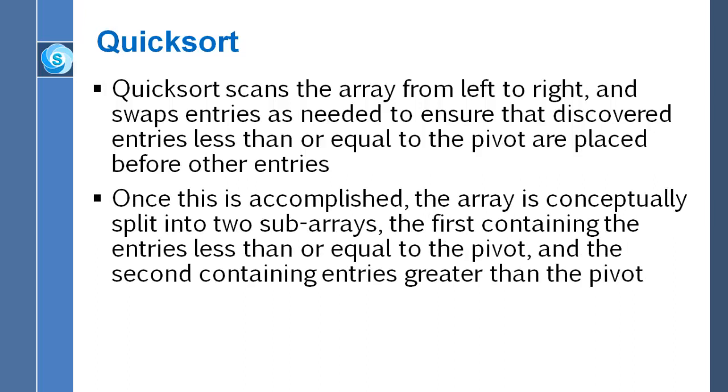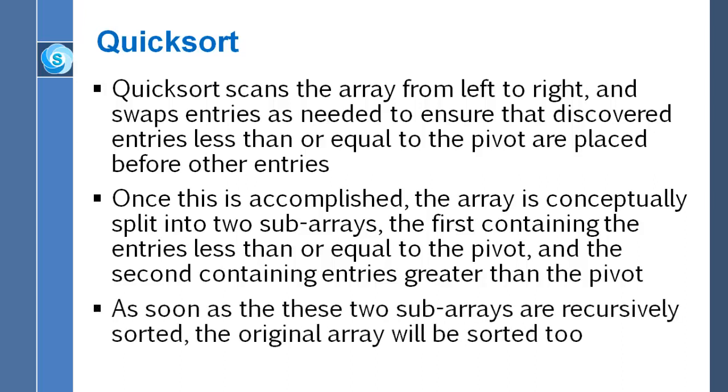So trusting that this is going to work, we'll have split the array into two subarrays, with everything in the first subarray being less than or equal to the pivot, and everything in the second subarray being greater than the pivot. Then, as I said before, if we just now recursively sort each of those parts, the entire array will be sorted.